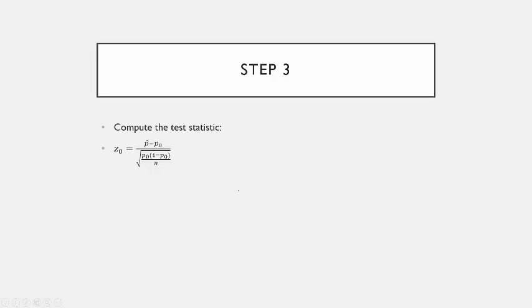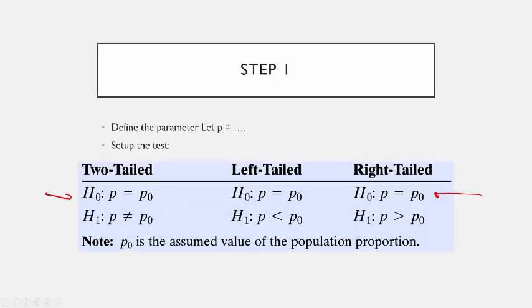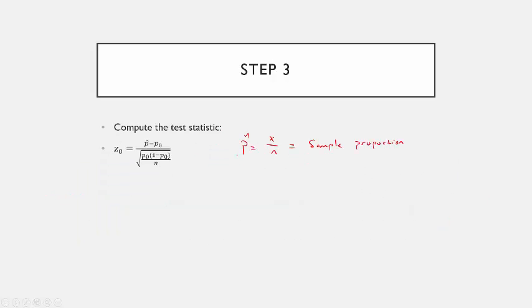Then you're going to have to compute the test statistic. And z naught is equal to p hat, which we know is just x divided by n. That's the sample proportion. P sub 0, let's look back here, look where it comes from. It comes from the null. It's the assumed value of the population proportion.